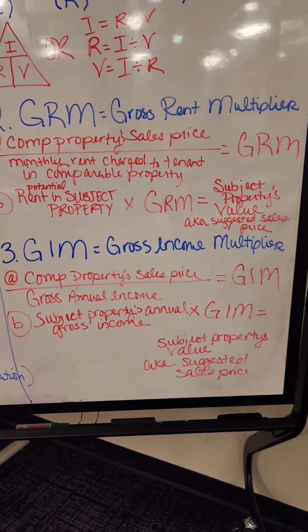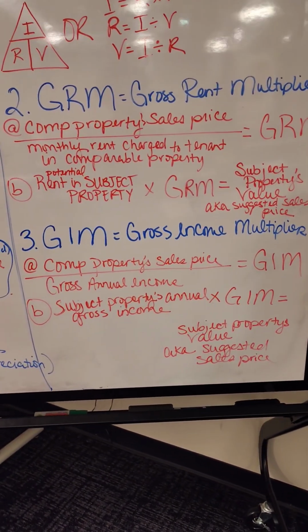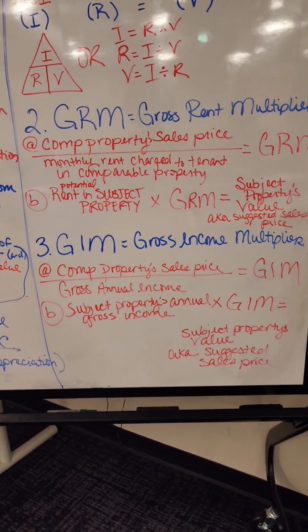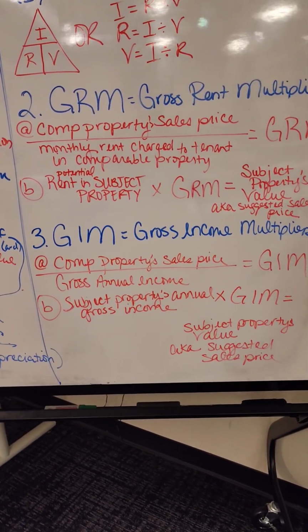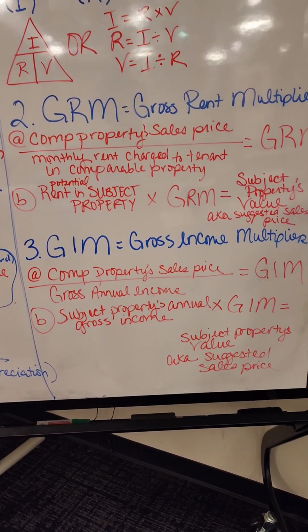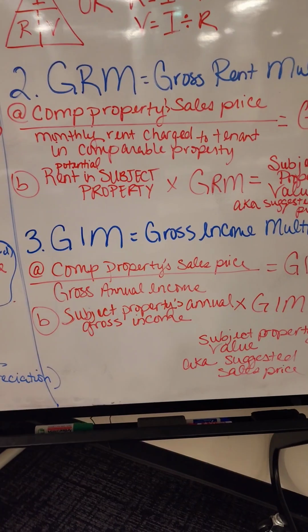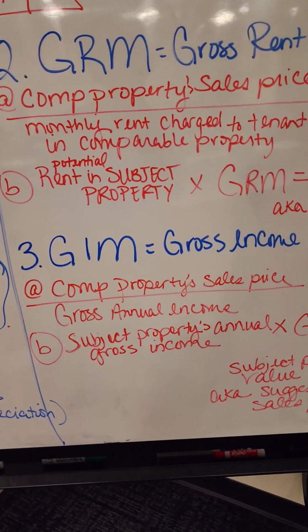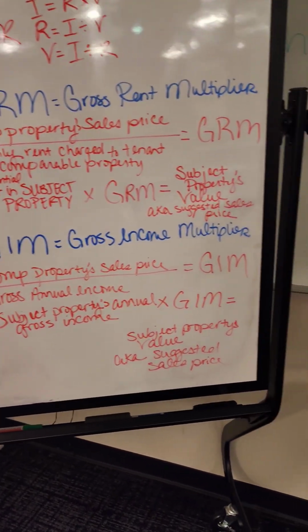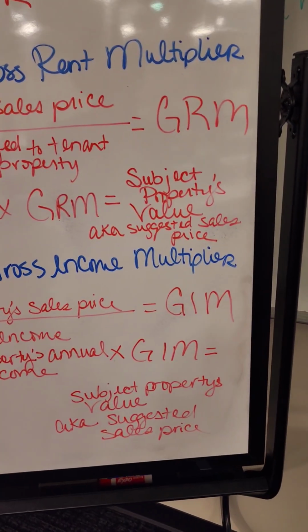If an investor was looking to purchase a property that had similar rent rolls, for instance, you would look at the comp property's sales price and divide by that comp's monthly rent that's charged to their tenants. It would give you a GRM. You would then take the GRM and multiply it by the potential rent in the subject property. From there, it'll give you the subject property's value, also known as the suggested sales price.